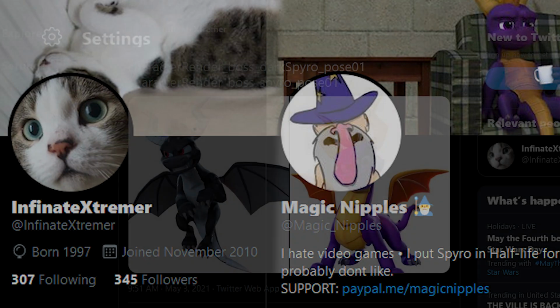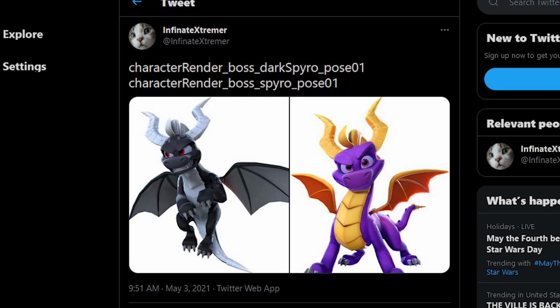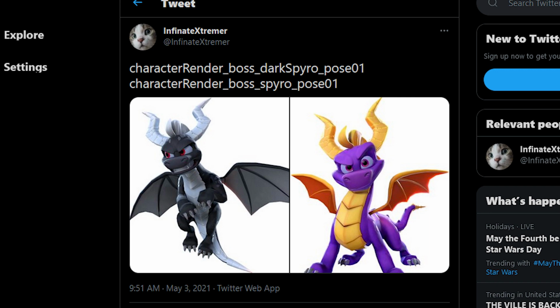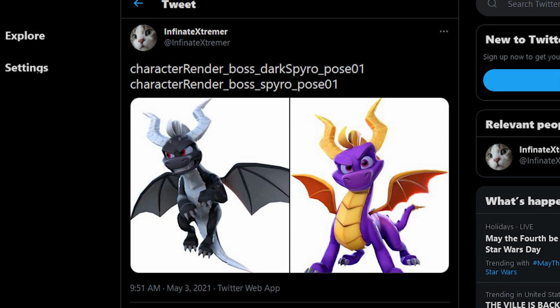The only one to post it was Infinite Extremer, and along with the renders, he also posted the file names for these renders. The first one being character render underscore boss underscore dark Spyro underscore pose 01. And the render for Spyro himself was character render underscore boss underscore Spyro underscore pose 01.